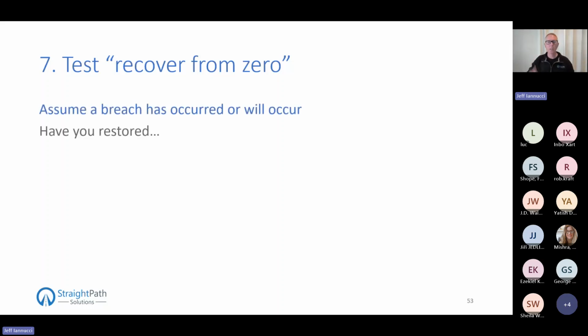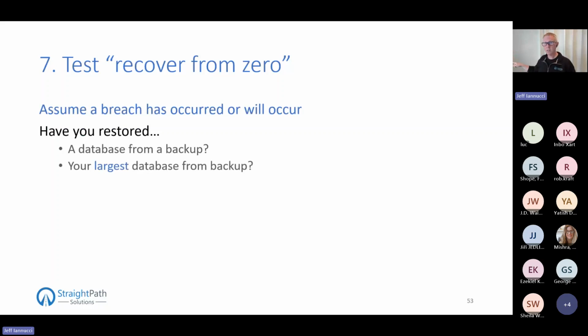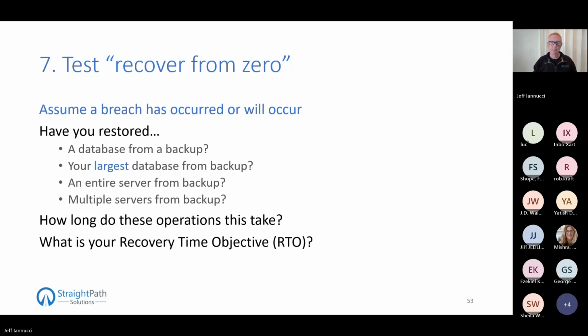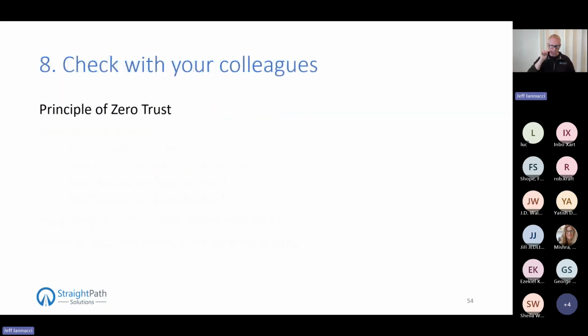When that breach has occurred, assume you have to restore a database from backup. You've practiced that. Now, you've probably done that. I'm sure you've refreshed a non-prod environment, but have you done it with your largest database? Have you done an entire server? Have you done multiple servers? Do you know how long that takes? Because when you have to recreate your environment, this is what you're looking at. So in addition to your recovery point objective, how much data you can lose, what's your recovery time objective? How long is it going to take you to get things running again? Again, check with your colleagues.